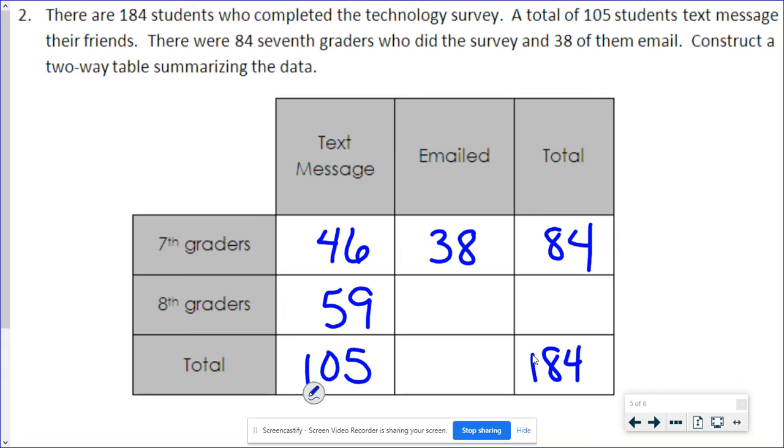And, well, the total for the eighth graders would be pretty easy. There were 184 people in the survey, and 84 of them were seventh graders, so 100 would be eighth graders. And if I would do 100 minus the 59, the text message, I would get that 41 of them email. Now, if I add the email total, I would get 41 plus 38 should be 79. And if I double check the 105 plus 79, that does give me 184 for my total as well.